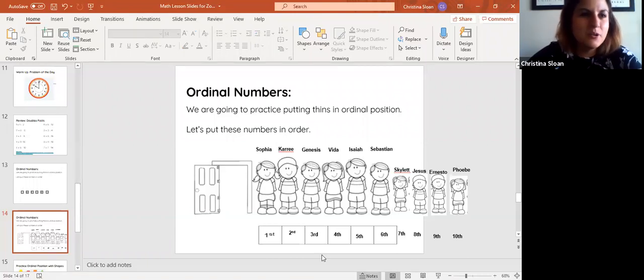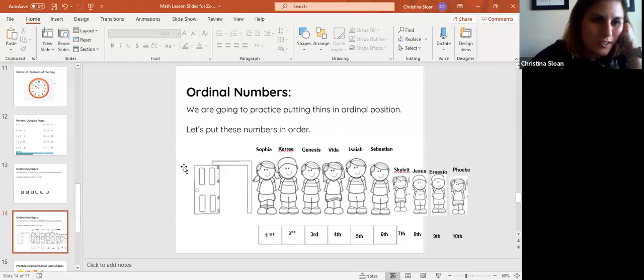All right. So we have everybody in line order now. We have our first person in line, Sophia. Our last person in line is Phoebe. And now we're off to recess. Bye. So who can remind me what it means when we're talking about ordinal numbers? I'm just kidding. We're not going anywhere just yet. We got like 8 more minutes left. Who can remind me what it means when we're talking about ordinal numbers and putting things in order?